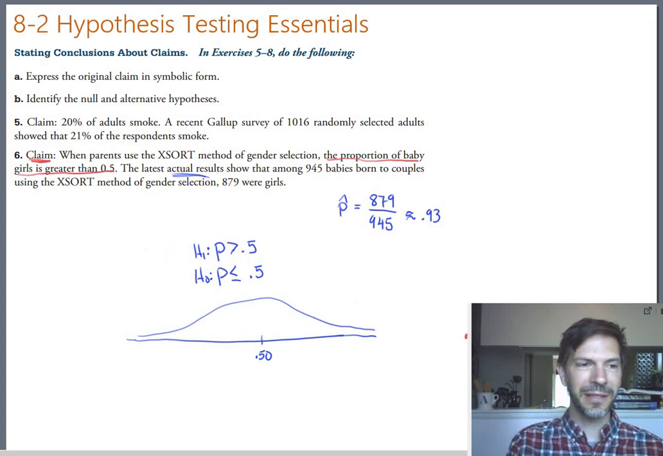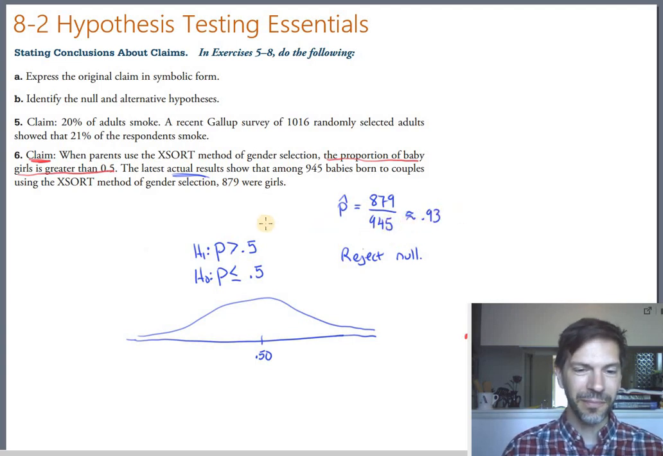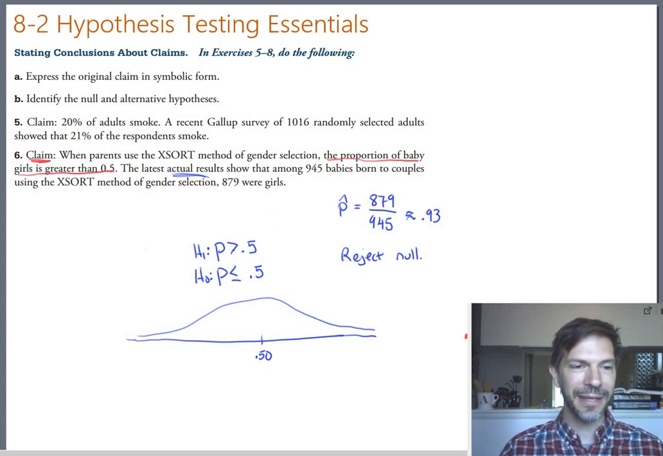So in this case, I am going to say it seems like we're probably going to reject the null. In the next section, what we'll do is compute the probability of getting 879 out of 945 if the null is true. And we'll find out the probability of this happening is really tiny, way less than 5%, right? It's unusual. So we'll reject the null. Okay, so that was 6 and 10.